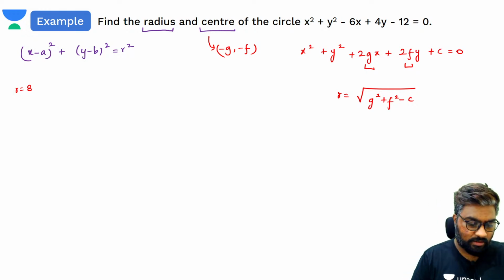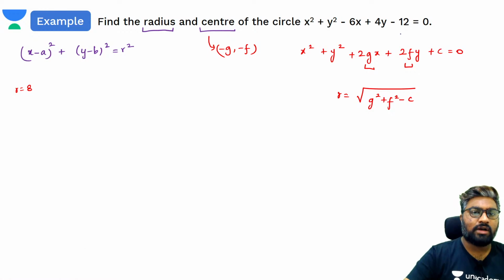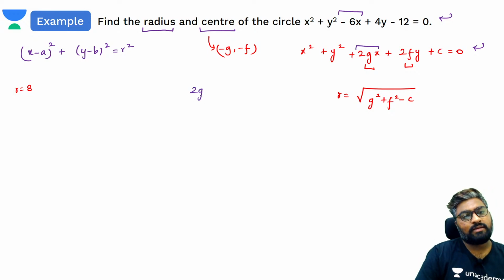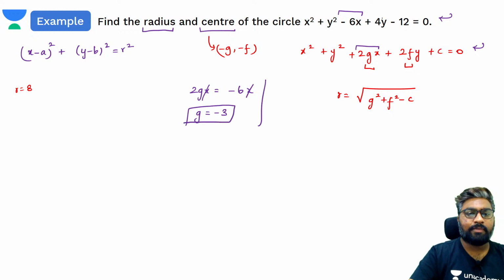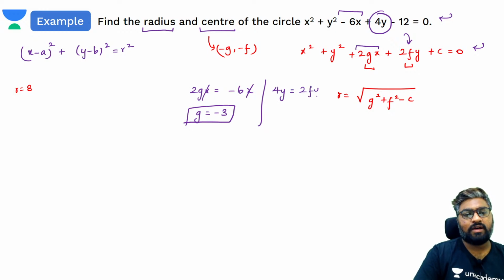Alright, so what's happening here? Okay, Gaurav says 6 comma minus 4 is the center. Okay, Gaurav. So if you compare this given equation and our standard equation, what do you see? Minus 6x is basically 2 times gx, correct? 2 times gx is nothing but minus 6x. So x gets cancelled, you get g equal to minus 3. Same way you can compare plus 4y with 2 times fy. So plus 4y is nothing but 2 times fy. So what do you get? F is equal to 2.